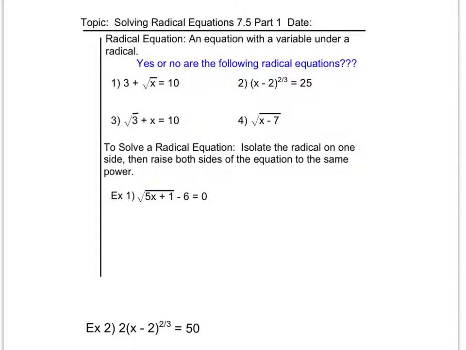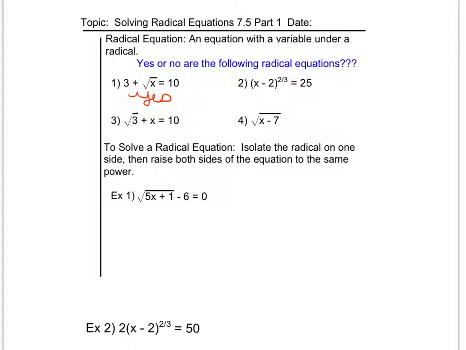Okay, the next thing we're going to look at now that we have some experience with radical expressions is radical equations. As you can see here by definition, a radical equation is any equation that has a variable under a radical. If I just look at these first four, just determining yes or no, are they radical equations? I noticed that on the first one, because I have an equal sign and because I have a variable under a radical, the answer would be yes.